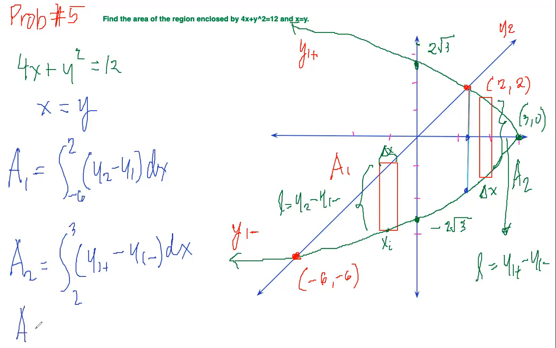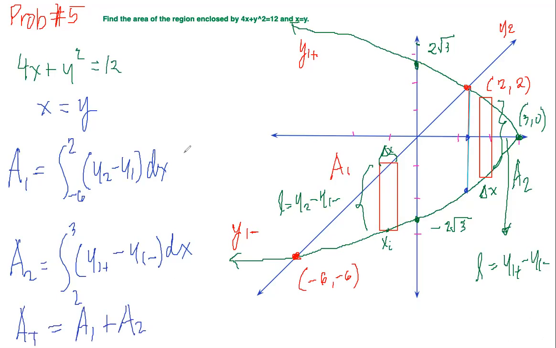And for us to find the area of the region enclosed by the two equations, or the total area, we have A sub 1 plus A sub 2. But then again, we need to solve for A sub 1 and A sub 2 first before we proceed to the total area. Okay, so how do we solve for A sub 1? Let's start with A sub 1.